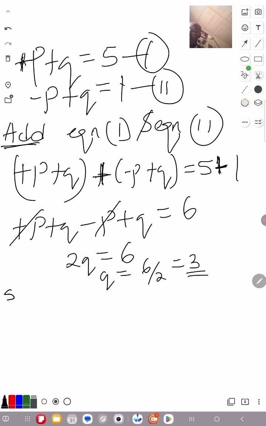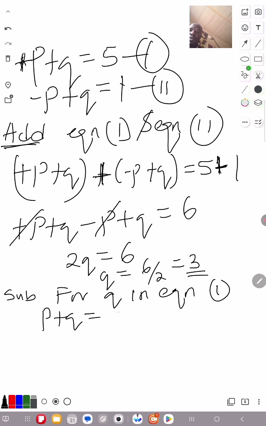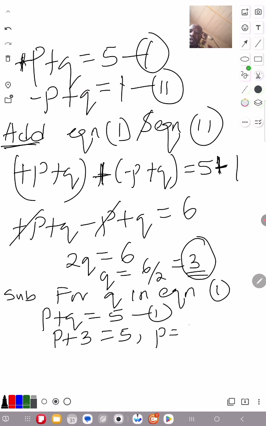I will now substitute for q in equation 1 or equation 2. Any one of your choice is okay. So I will use equation 1. p plus q is equals to 5. This is my equation 1. So I will put q is equals to 3. So p plus 3 is equals to 5, which means p will be equals to 5 minus 3 by collecting like terms.